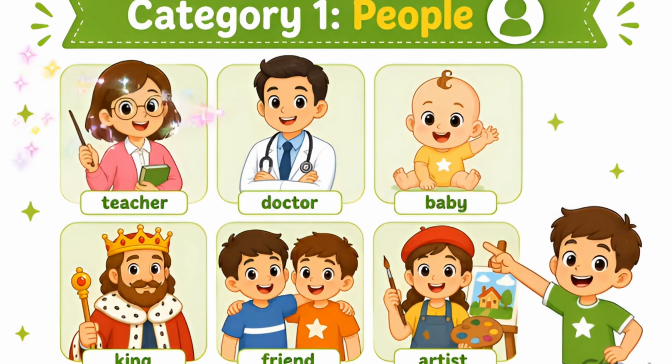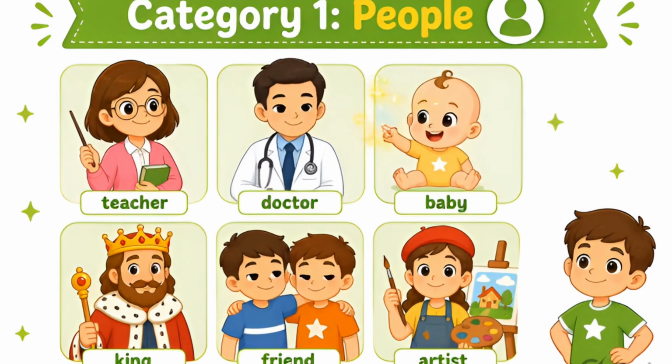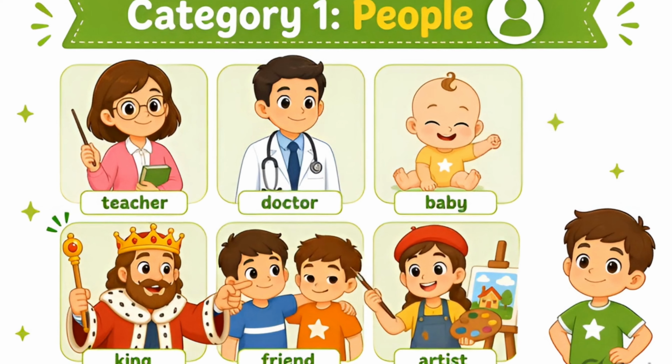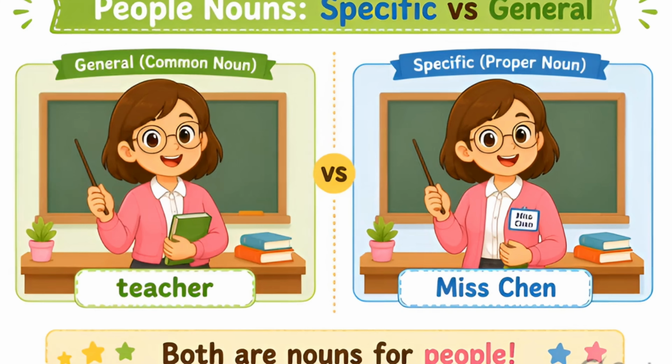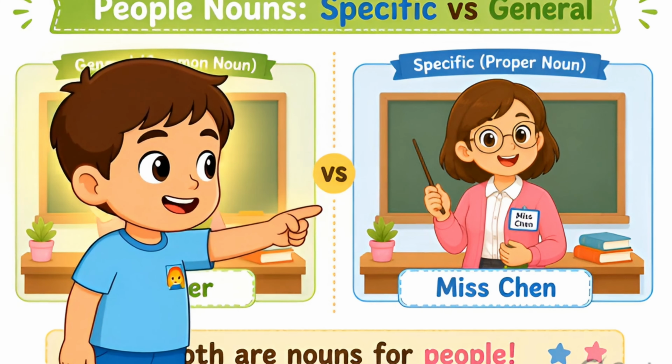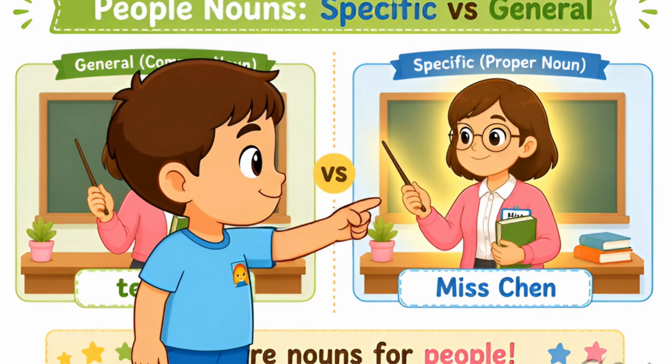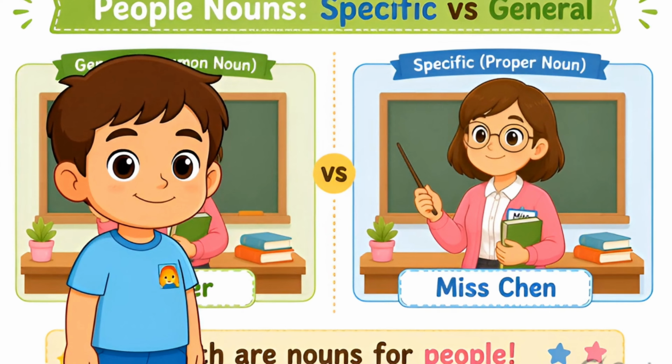The first type is people. Any word that names a person is a noun: teacher, doctor, baby, king, friend, artist. Teacher names a person generally. Miss Chen names a specific person. Both are people nouns. We'll explore this difference more in Chapter 3.